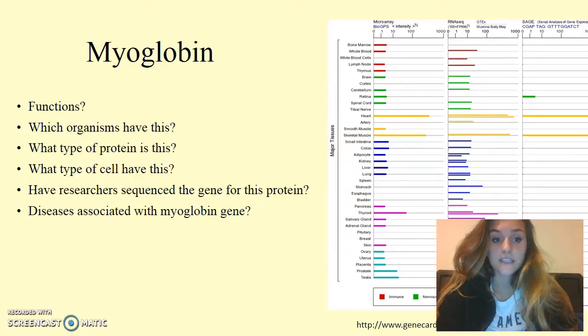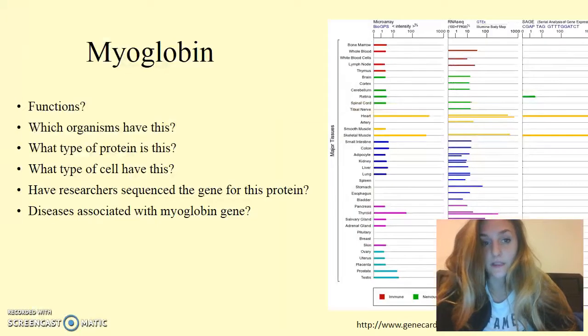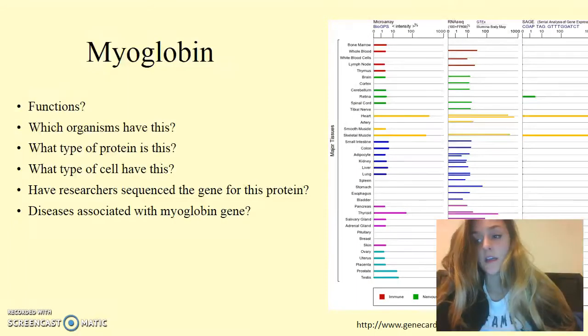So, have researchers sequenced the gene for this protein? They have, and they have done it in multiple organisms, including our own, as you can see here, in the organization of the human myoglobin gene. So, this is the entire sequence. It's very long.